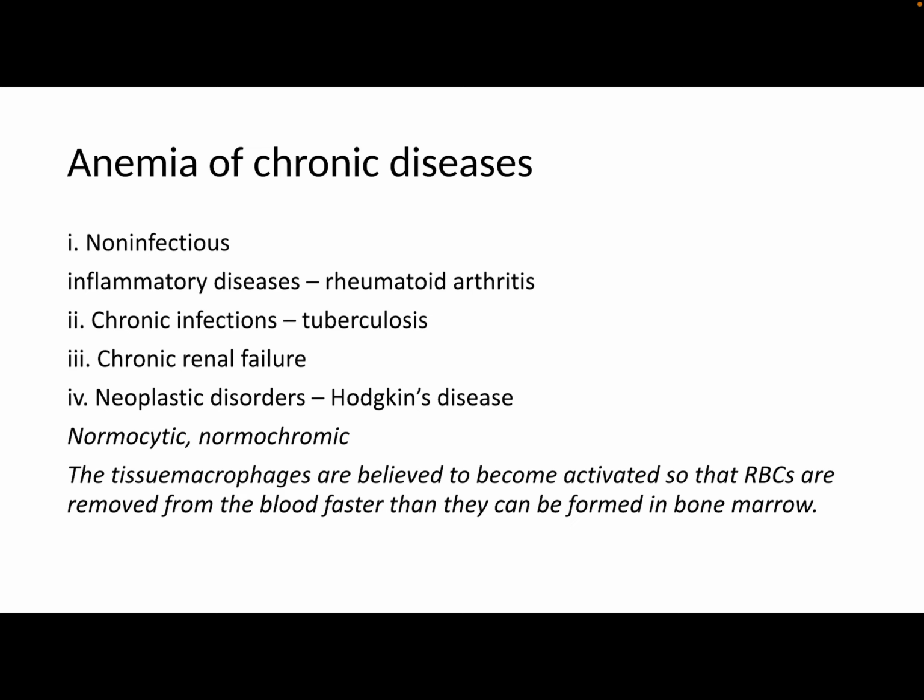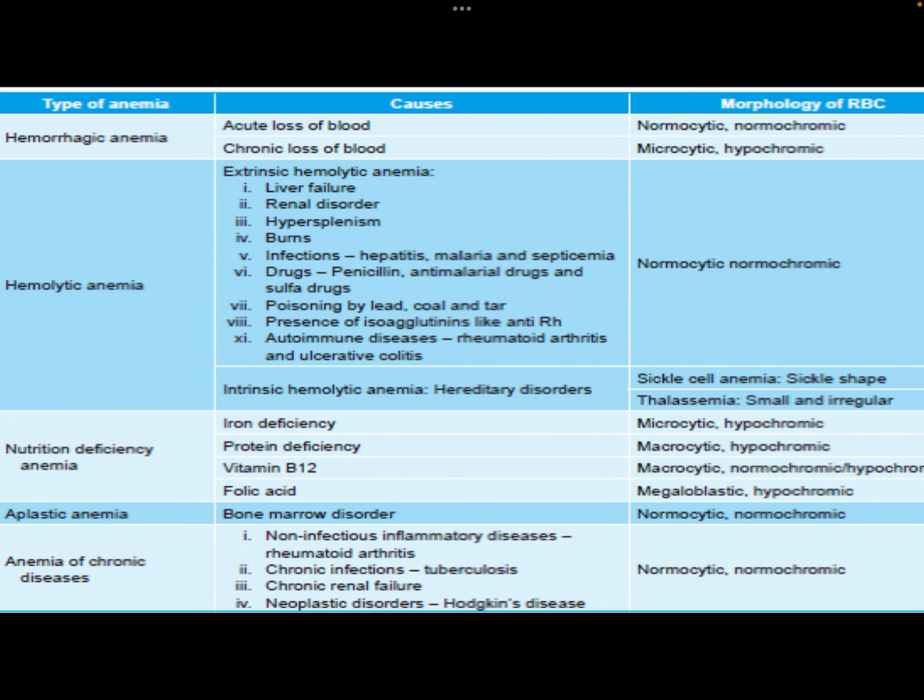And in chronic diseases, the cells will be normocytic and normochromic, and the tissue macrophages are believed to become activated so that the RBCs are removed from the blood faster than they are formed in bone marrow, and that is the reason why we are getting anemia in chronic diseases. And this is the nutshell of the types of anemia, its causes and the morphology.